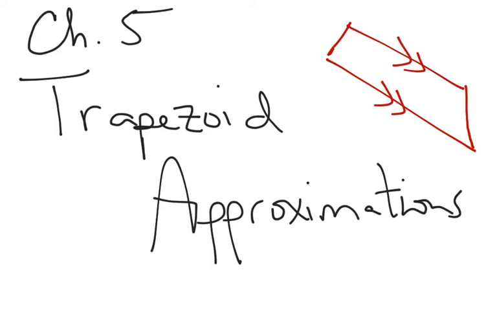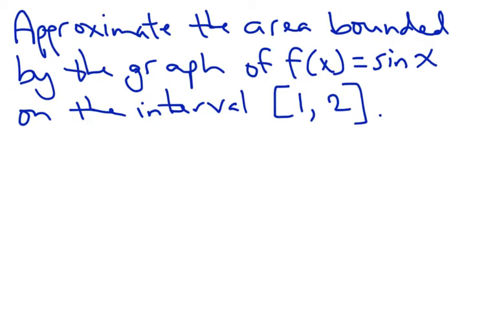So let's, for a moment, ask the question. Approximate the area bounded by the graph of f of x equals sine of x on the interval from 1 to 2. Now, of course, when we say approximate, if I don't give specific instructions in the question, then you could use left-hand endpoints, right-hand endpoints, midpoints, or even trapezoids. They all are Riemann sums that will give us an approximation. Of course, we're going to do trapezoid approximations here, but I'm not going to write that down at the moment.